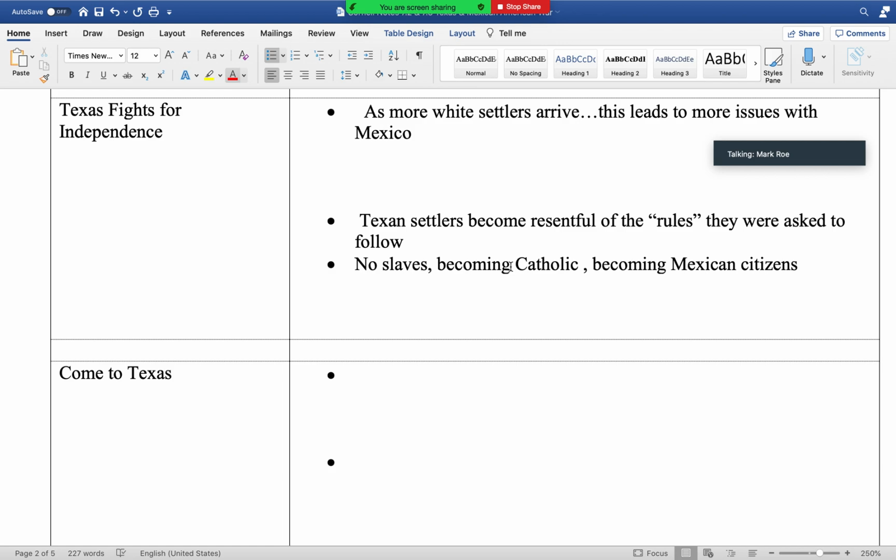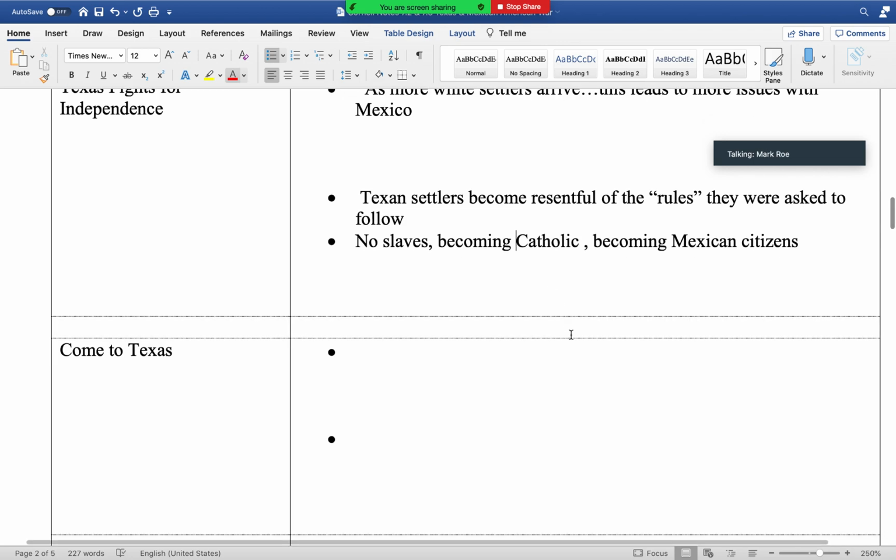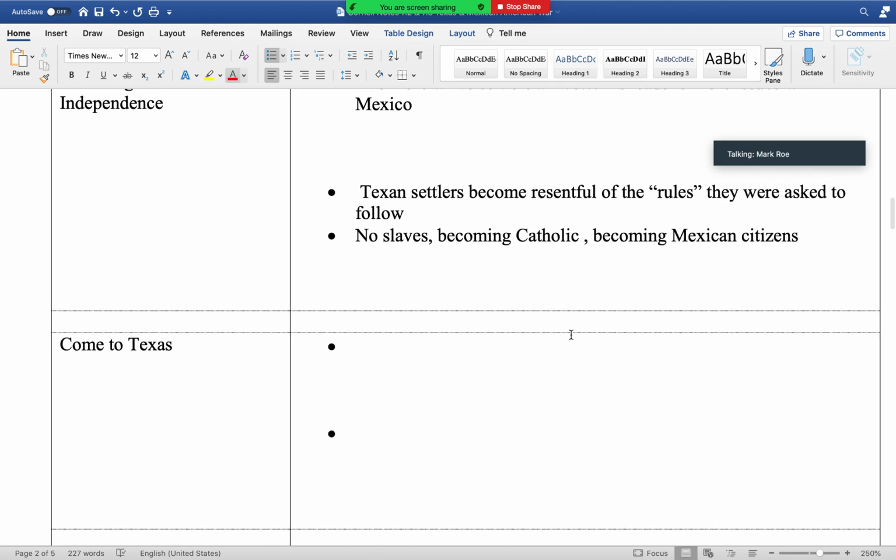Eventually Mexico actually tightens some of their regulations too, like they're going to close off Texas to white settlement. Again, it's eventually found out that the soil in Texas was pretty suitable for growing crops and stuff, and people love free land. We as people love free stuff. But the Texans become very resentful of this.